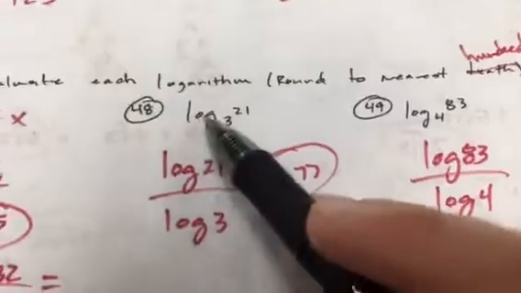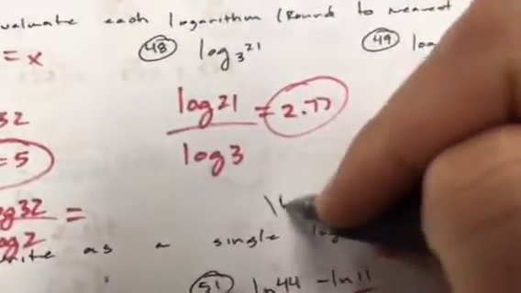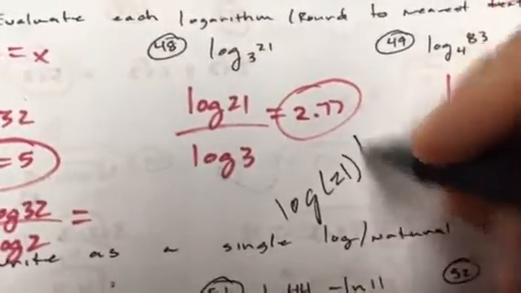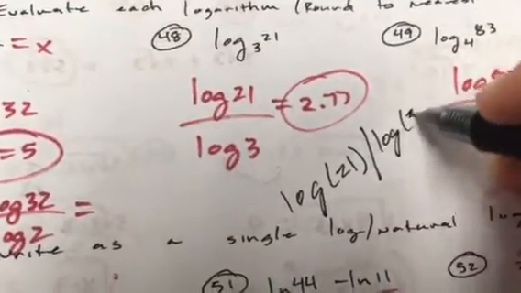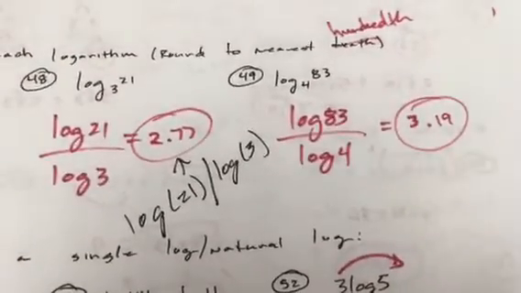Here you got to use change of base. It's log of 21 divided by log of the base 3. Type that in your calc. In your calc, you would just make sure to close the parentheses, and it'll give you 2.77. Same thing here. Log of 83 divided by log of 4, 3.19.